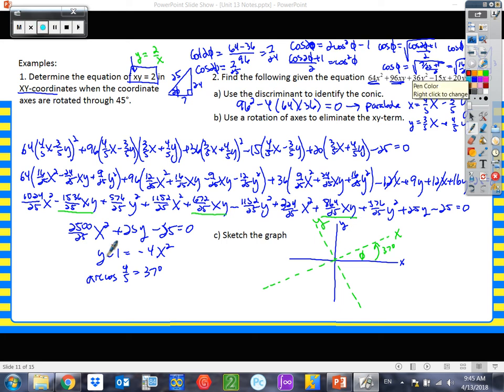So this is a parabola. Its vertex is what, 0, 1? So its vertex would be right here. And we all know how to find p. I'm just telling you what I got, negative 1/16. So this is a really narrow little guy. So it kind of goes like that. And there's our rotated conic. All right.